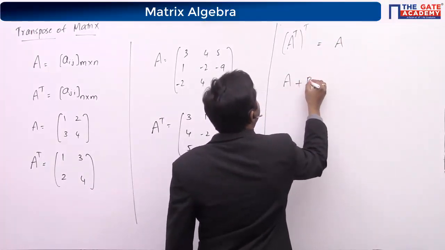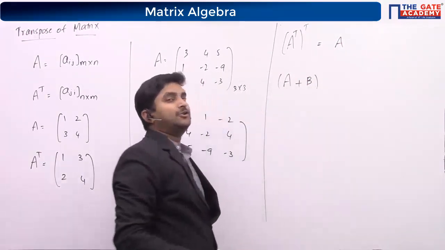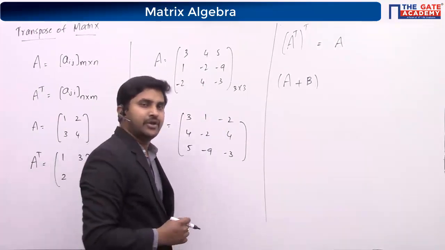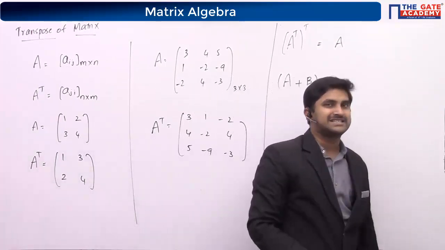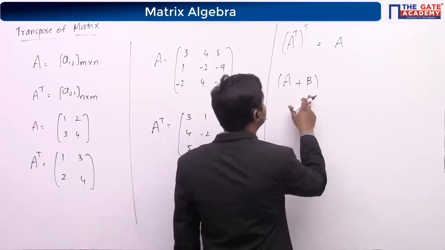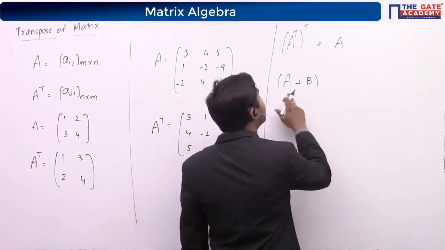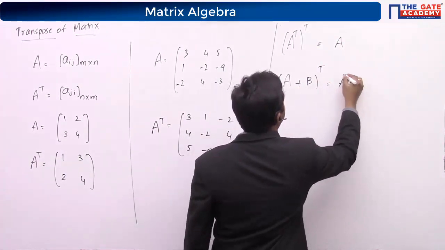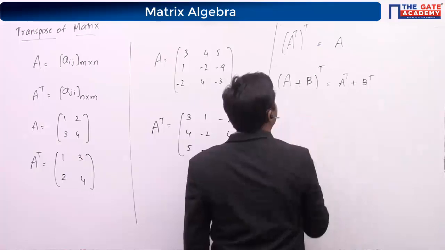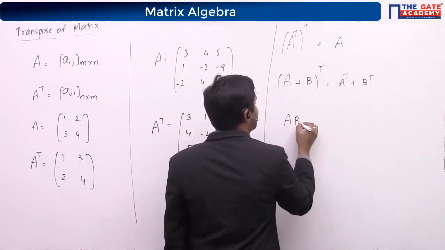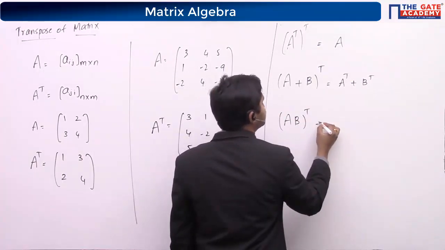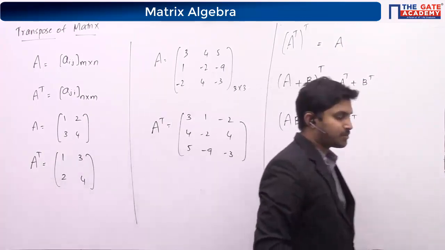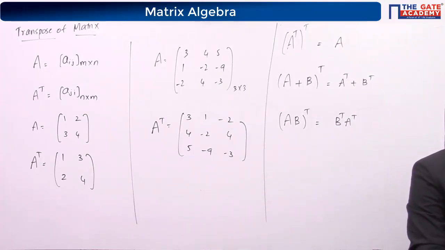So if I do A plus B, if I'm adding two matrices A and B, what is the condition for adding two matrices? If I wanted to add two matrices, I have to ensure that both of them are of the same order. So A plus B whole transpose is going to be equal to A transpose plus B transpose. And if I take a product of the matrices A and B, whole transpose is going to be equal to B transpose A transpose. So these are the properties of the transpose of the matrix.